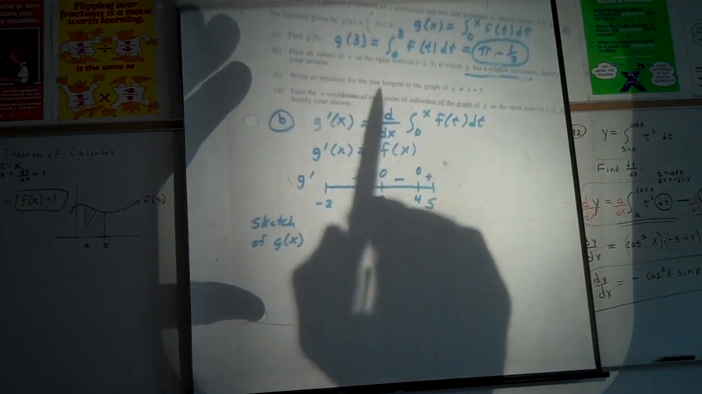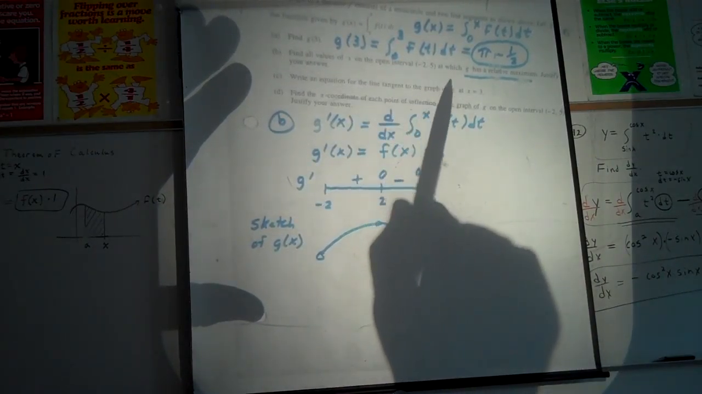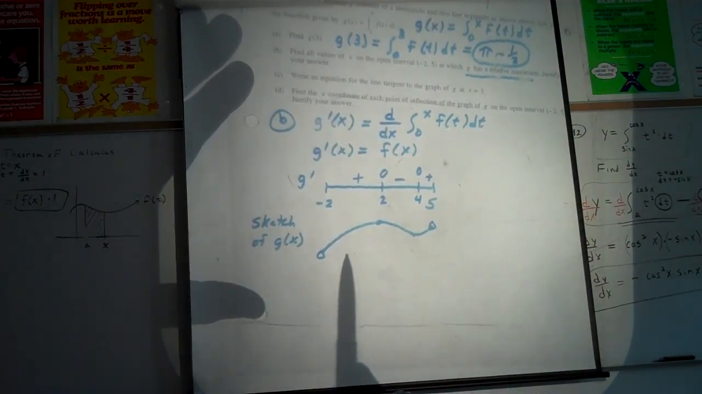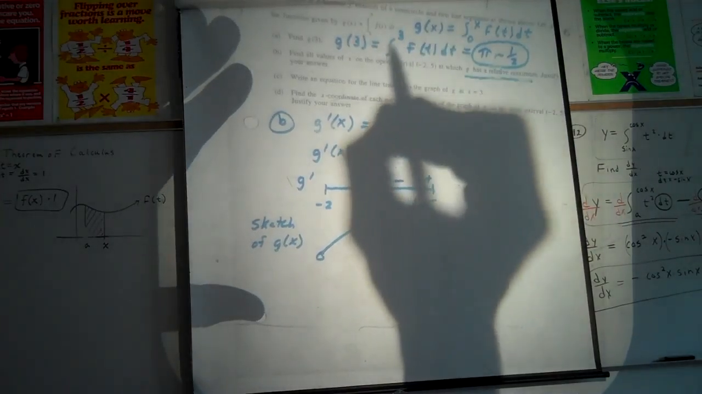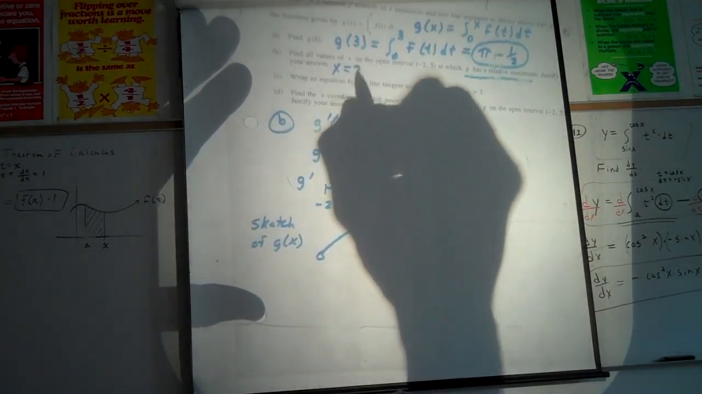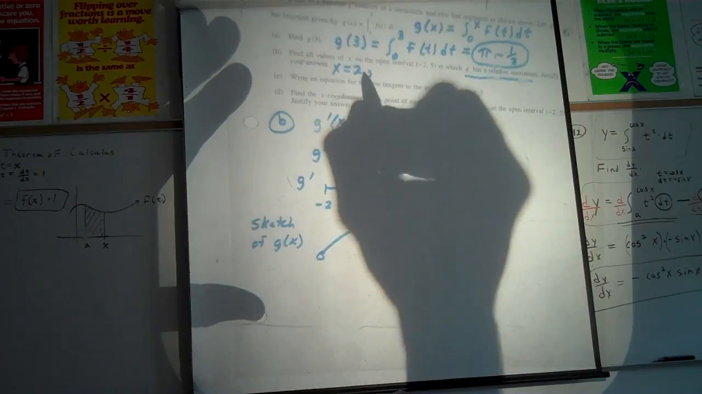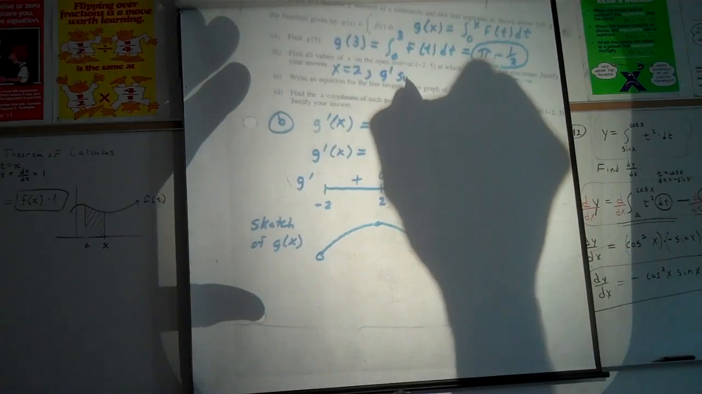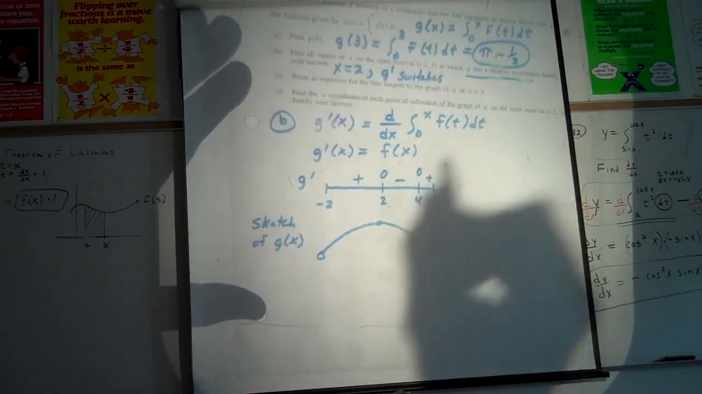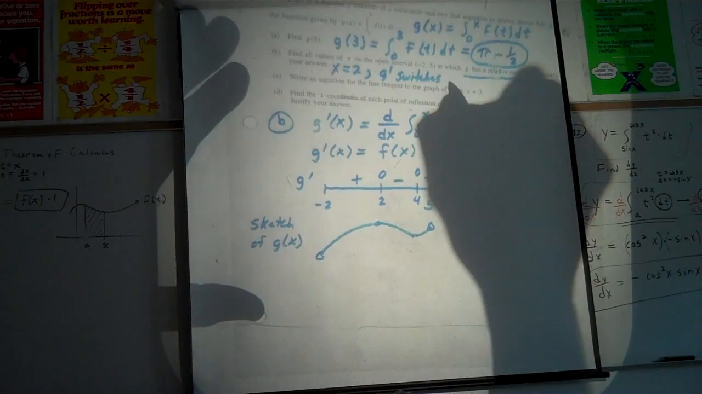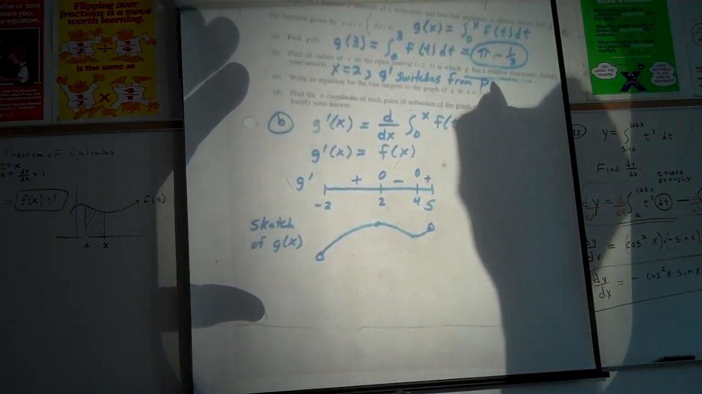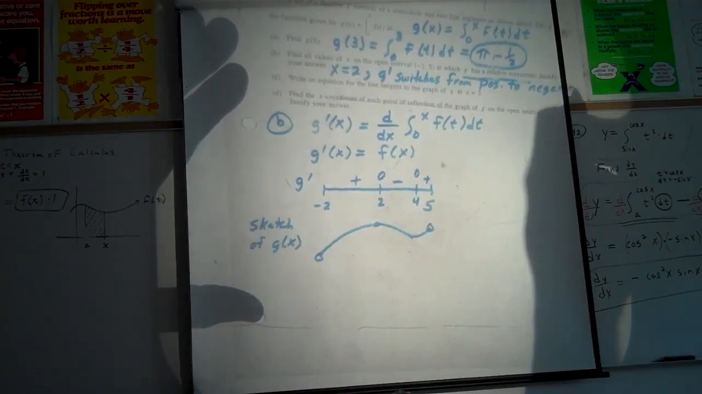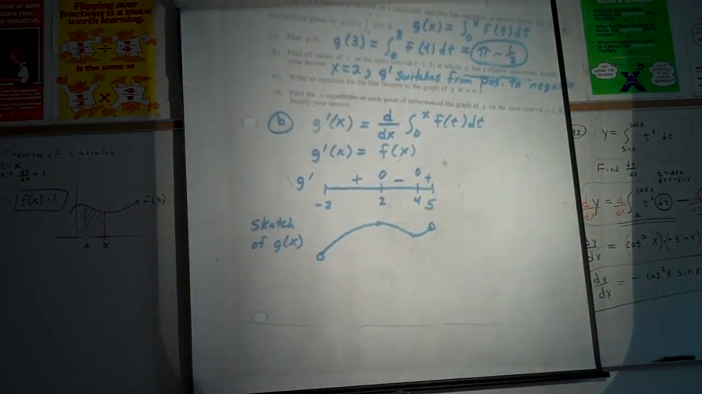So for part B, find all values of x on the open interval negative 2 to 5, where g has a relative maximum. So where does it look like g has a relative maximum? 2. Right, x equal 2. Now it says justify your answer. I'm kind of picky on how you do that. The way I'm going to want you to say that is g prime switches from positive to negative. That's the best way to explain that.